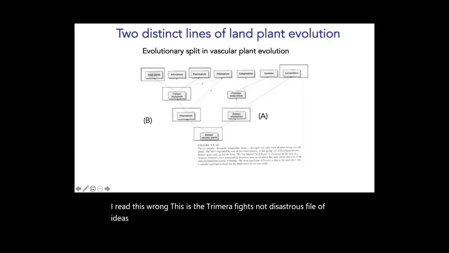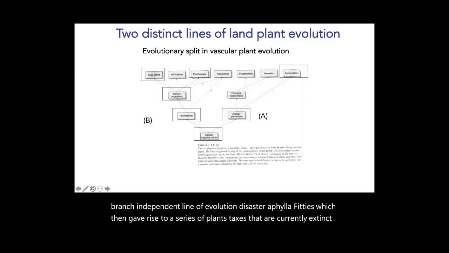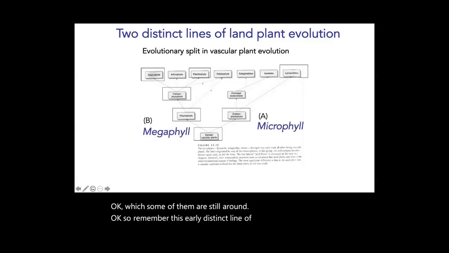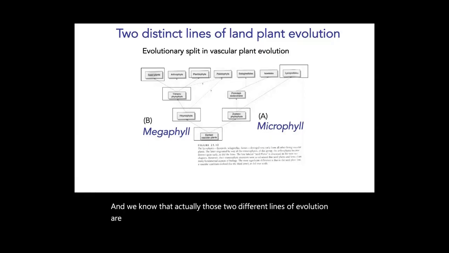If we want my favorite word, we have to go out to the other branch, an independent line of evolution, the Zosterophyllophytes, which gave rise to a series of plants, taxa that are currently extinct, but in particular, most importantly, the lycopods, or the lycophytes, okay, some of which are still around. Okay, so remember this early distinct line of plant evolution. And we know that those two different lines of evolution are associated with independent evolution of leaves, okay? Convergent evolution of a leaf-like structure.